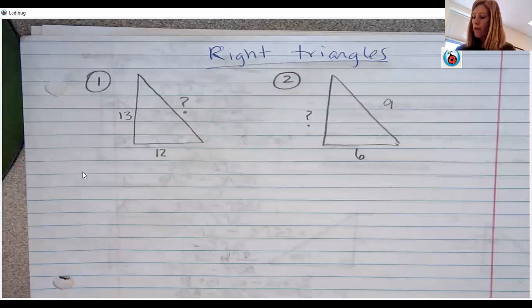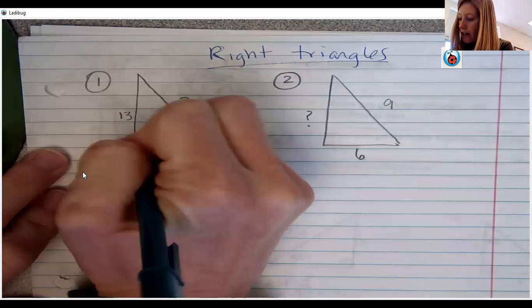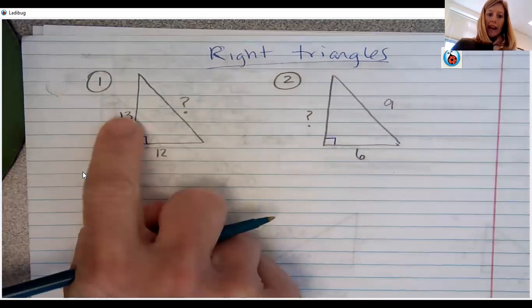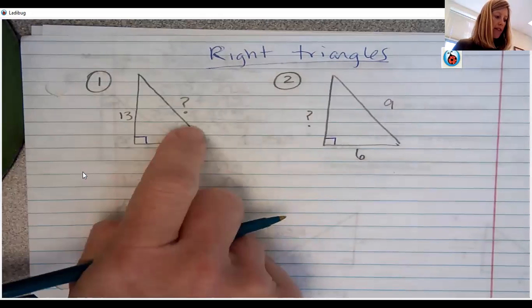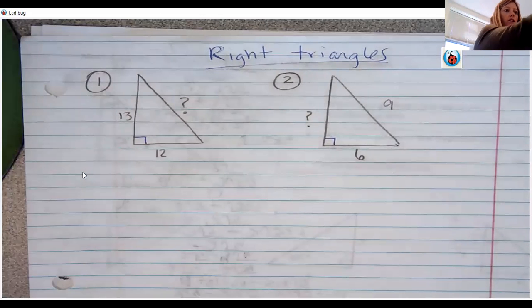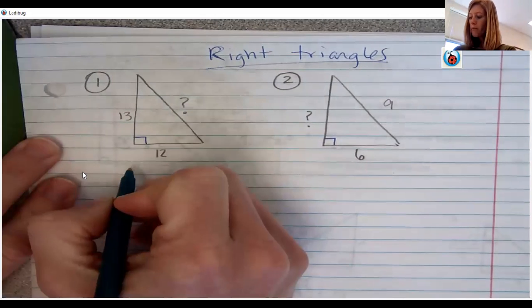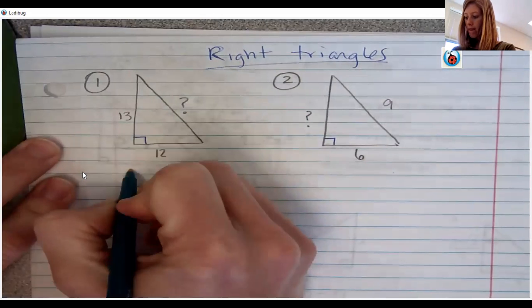Okay, so I have two right triangles here. Let's start with number one. If I have two sides of a right triangle, how can I find the third side? Pythagorean theorem. Good. And what's the formula for the Pythagorean theorem? A squared plus b squared equals c squared.